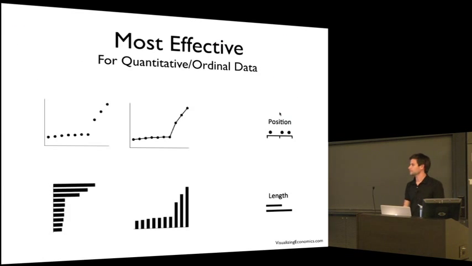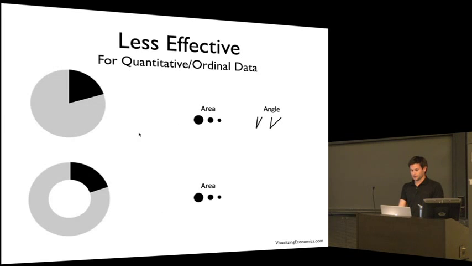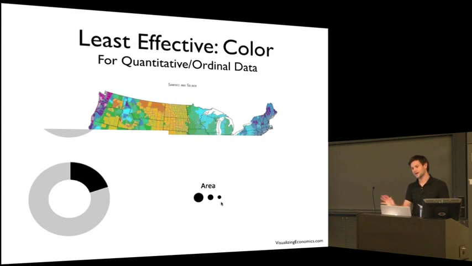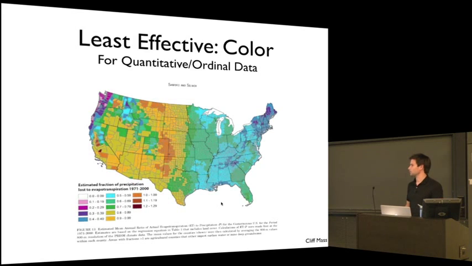So the most effective, and I want you to remember this, that's why I repeat it all the time, is position. We use it in scatter plots and in bar charts. We use length, which is almost as effective as position, and that's for quantitative and ordinal data. Then we have area, which is not that effective. I mentioned that a couple of times. If we move from a pie chart to a donut chart, then we actually lose the angle and just need to interpret the area, which makes it harder for us. And the least effective, or among the least effective, is color for quantitative and ordinal data.